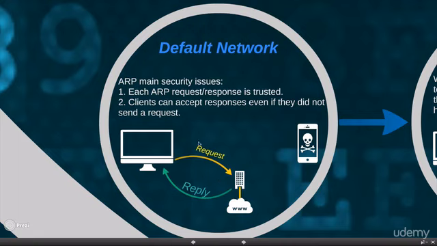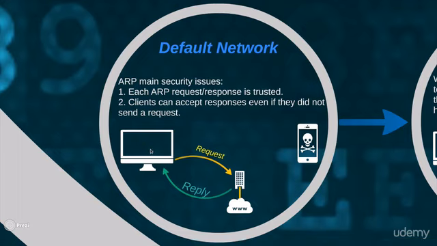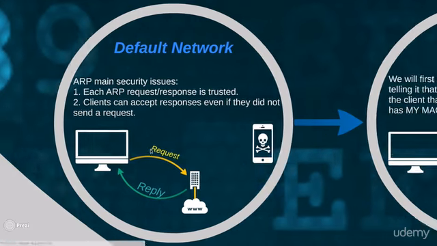The second problem is that devices can actually accept responses without sending a request. So this device can accept responses even without sending requests. For example, it can just get a response telling this device some information, and this device not only is just going to accept it, it's also gonna trust it. It's not gonna verify the information in there, it's not gonna verify the source of information. So these are the main problems with the ARP protocol.